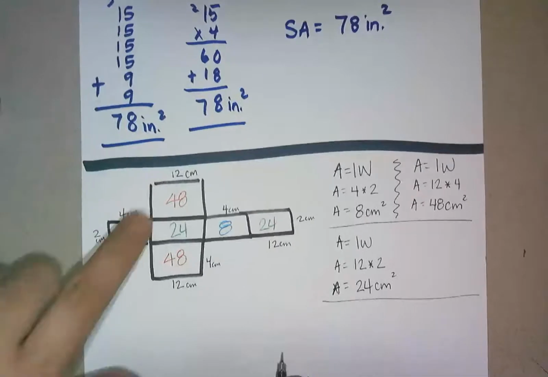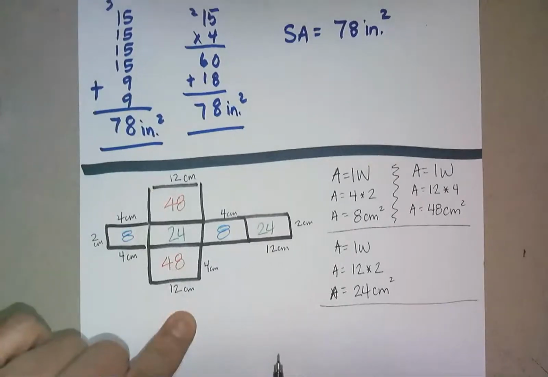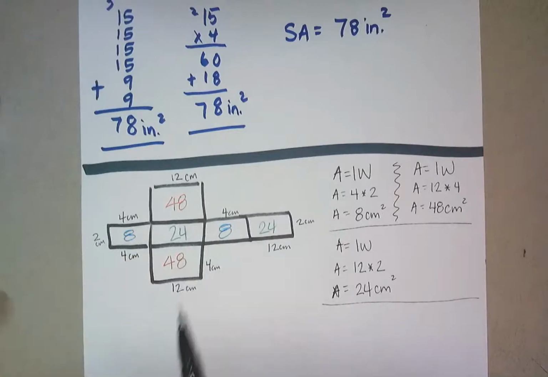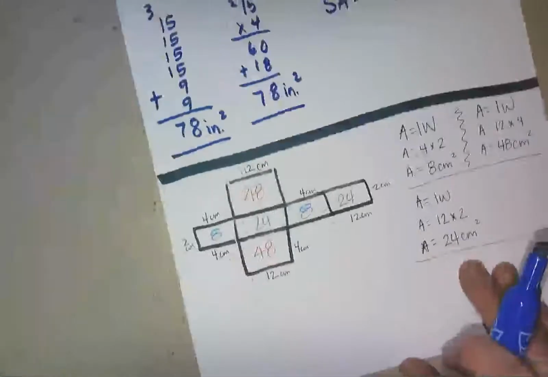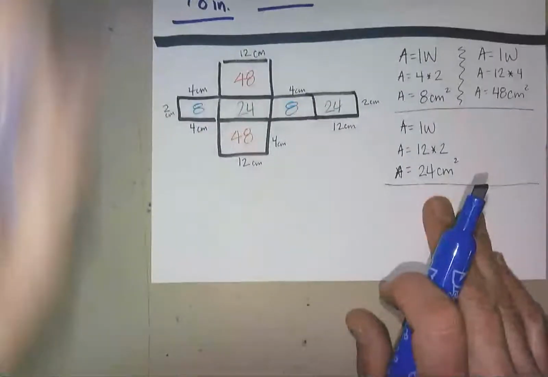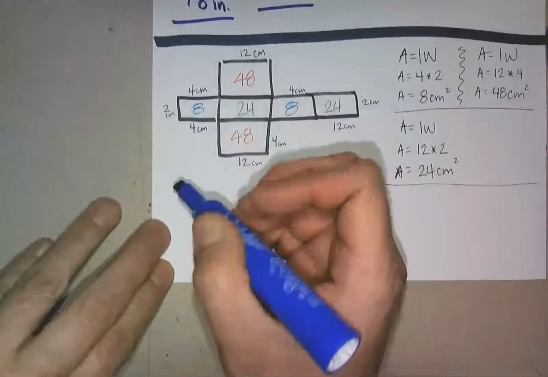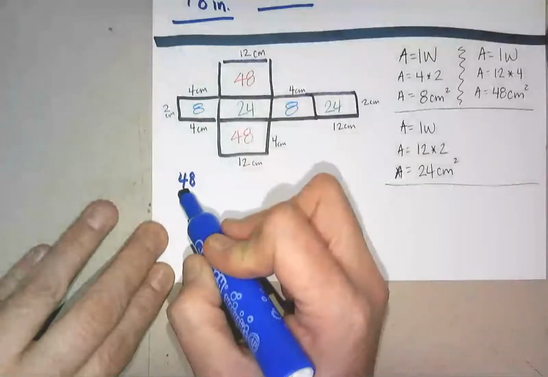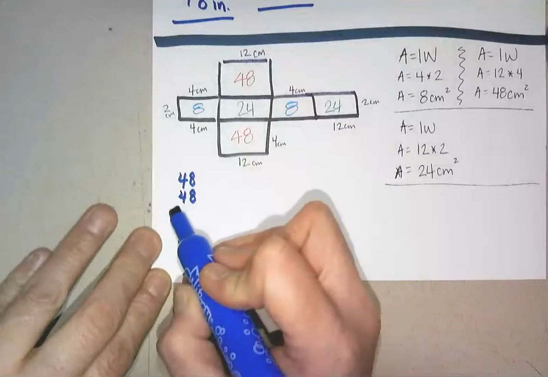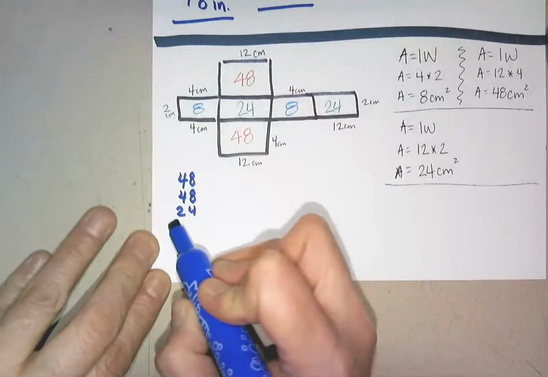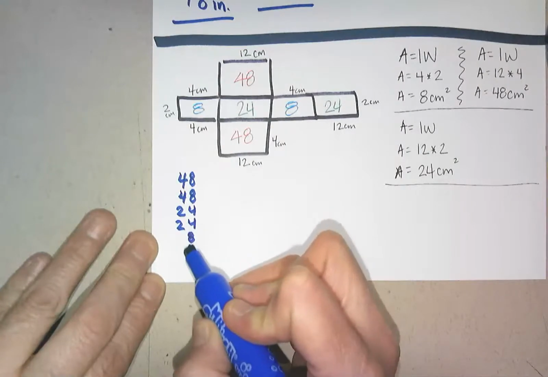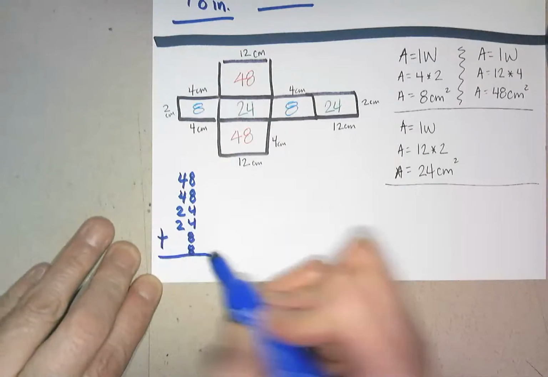All right, so let's see. 48, 48. I can write out the whole thing. Okay, let's do it the long way. 48, 48, 24, 24, 8, and 8. Ooh, that's a lot of adding in it.